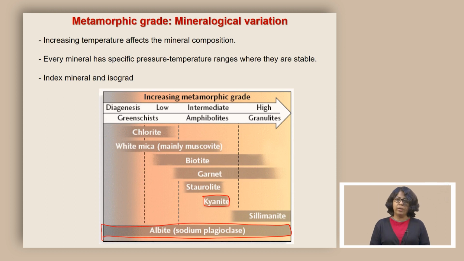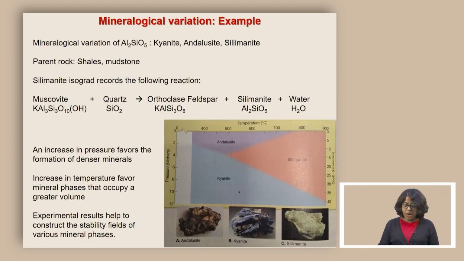Now, let us take a look at a bit more detail in terms of how this pressure temperature stability works for certain minerals, and what do we mean by mineralogical variation. Do we mean that their chemical composition is going to be similar or different, or is it something else? So, we are going to look at an example of 3 minerals: kyanite, andalusite and sillimanite. All of these have the same chemical composition, Al2SiO5.